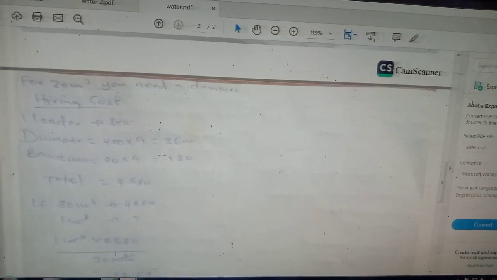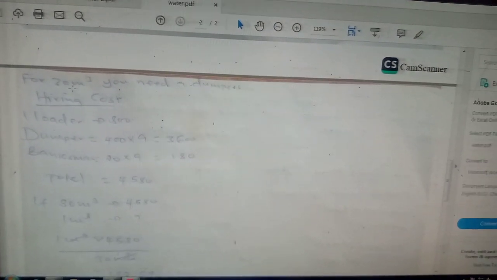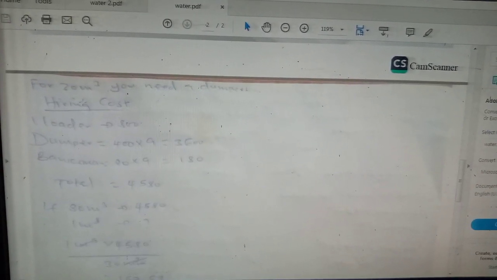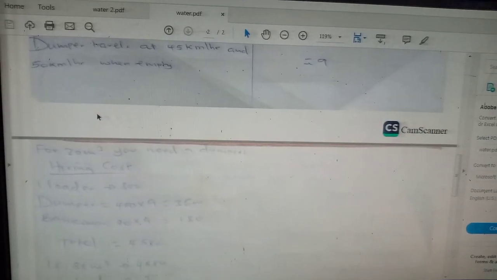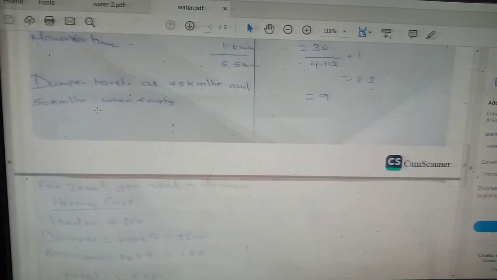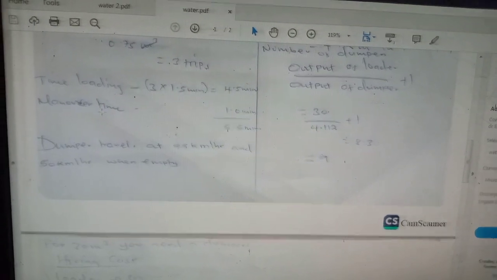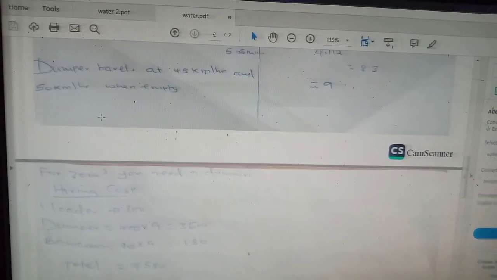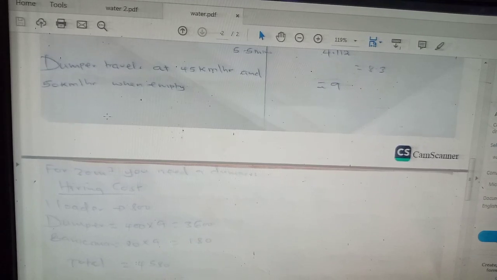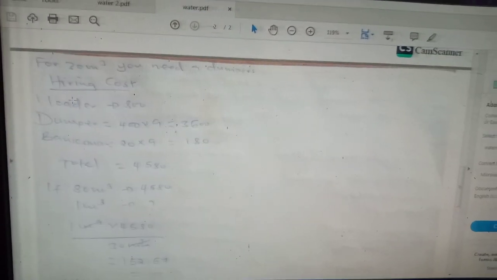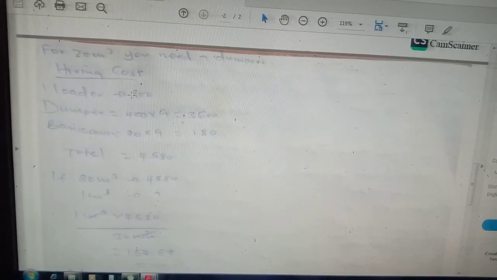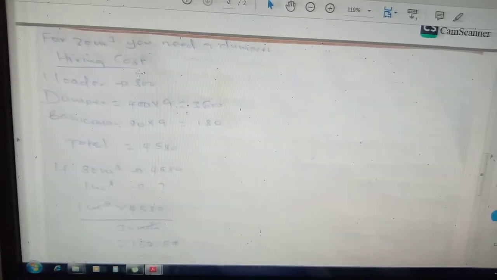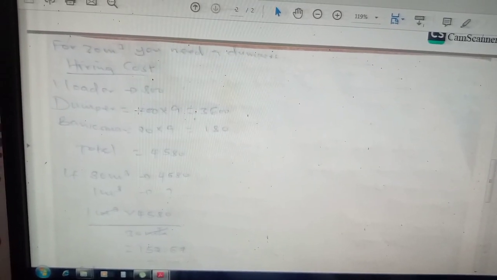So you then proceed to get the cost. For 30 cubic meters you need 9 dampers. So the hiring cost of the damper, remember that we were calculating the output of our plants. The output of the plants is what will help you to know the number of plants that will be required and the time that they will take to work. So the hiring cost of one loader is 800 shillings as per the question. Then the damper, the hiring cost is 400 shillings. These are costs per hour.